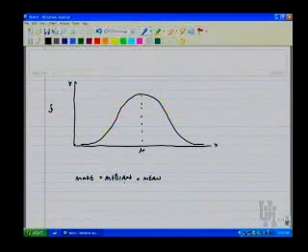Are there any questions about the general nature of the normal distribution?